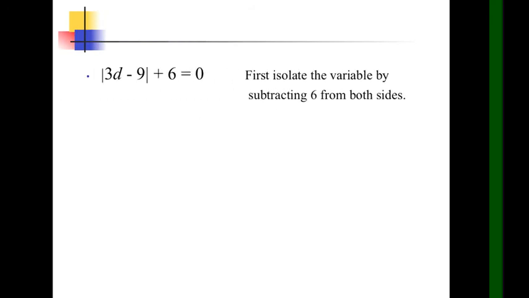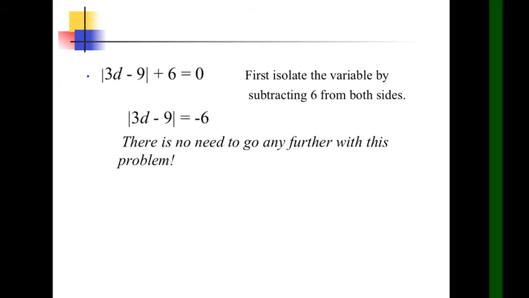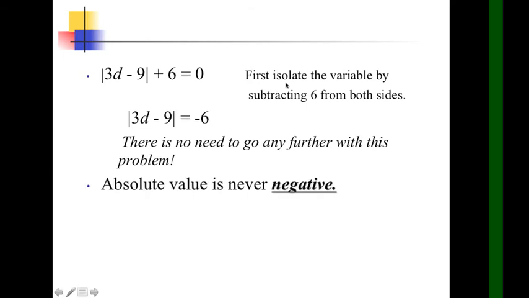How about this one? The absolute value of 3d minus 9, plus 6 equals 0. First, isolate the absolute value by subtracting 6 from both sides. So we have negative 6. But there is no need to go any farther with this problem. Absolute value is never negative, as we can see.